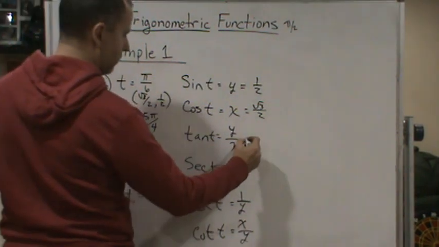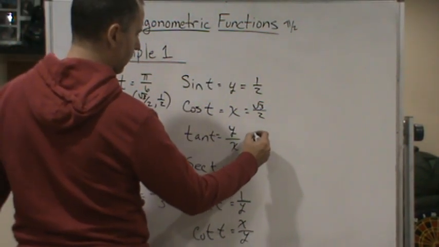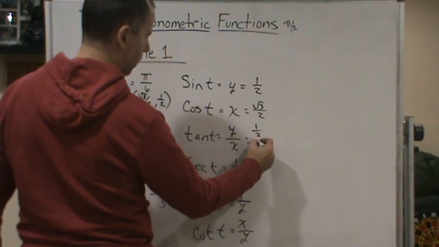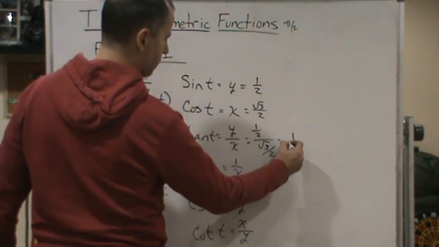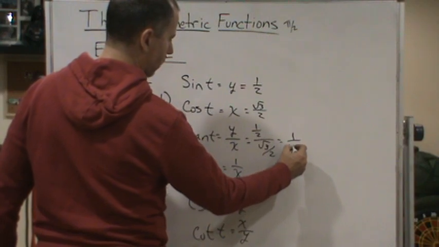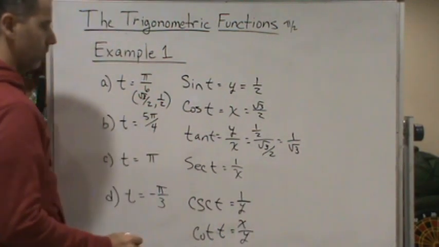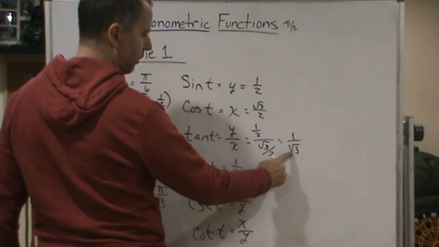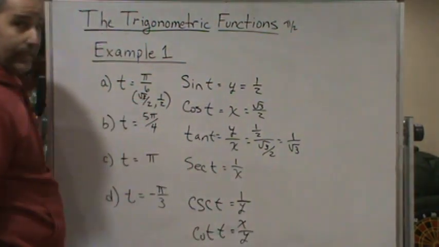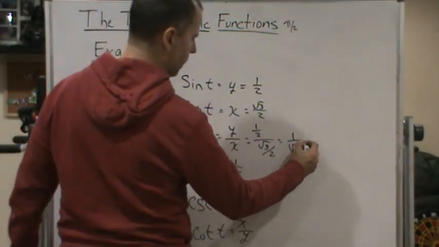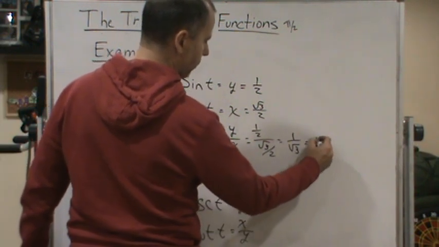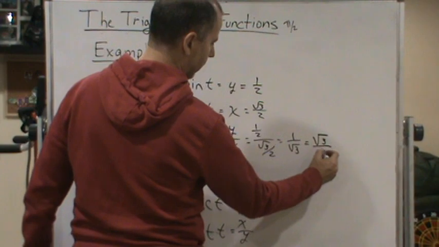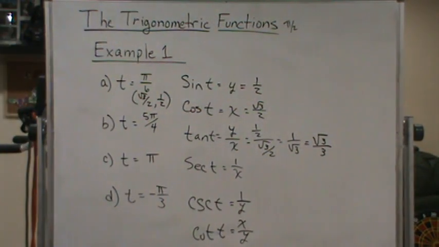And then tangent is going to be equal to what? It's going to be equal to 1/2 over the square root of 3 over 2, which is going to reduce to 1 over the square root of 3. But we can't have square roots in the denominator, so we're going to rationalize that. We multiply the top and the bottom by the square root of 3, so we get the square root of 3 over 3. And that's our final answer.